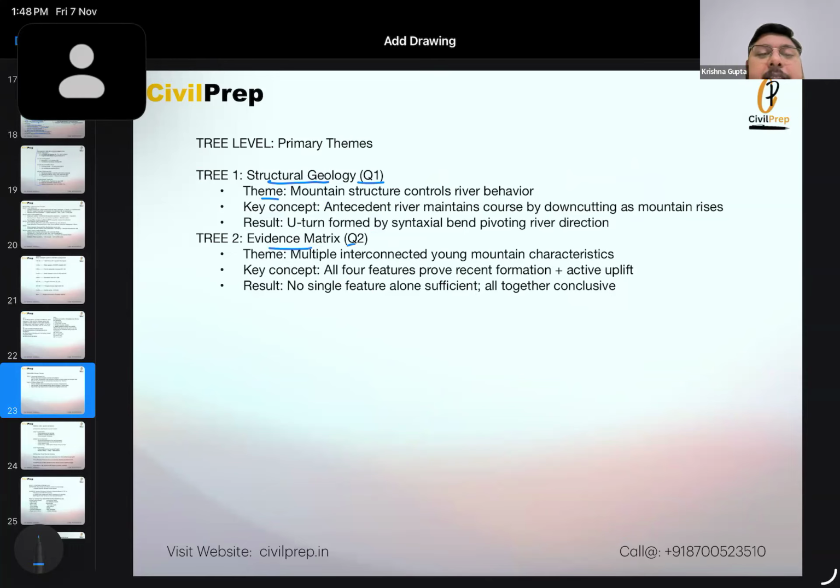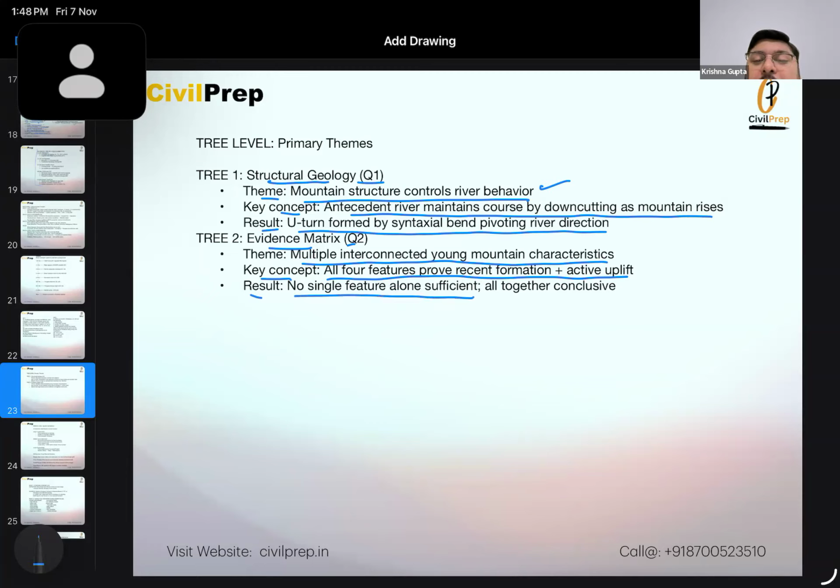So theme here, we'll see that mountain structure controls river behavior. Theme two: multiple interconnected young mountain characteristics. Key concept: we will see that an antecedent river maintains its course by downcutting as the mountain rises. Result: a U-turn formed by syntaxial bending, pivoting the river direction. Here the key concept is that all four features prove recent formation plus active uplift. Result: no single feature alone is sufficient; altogether it is conclusive.